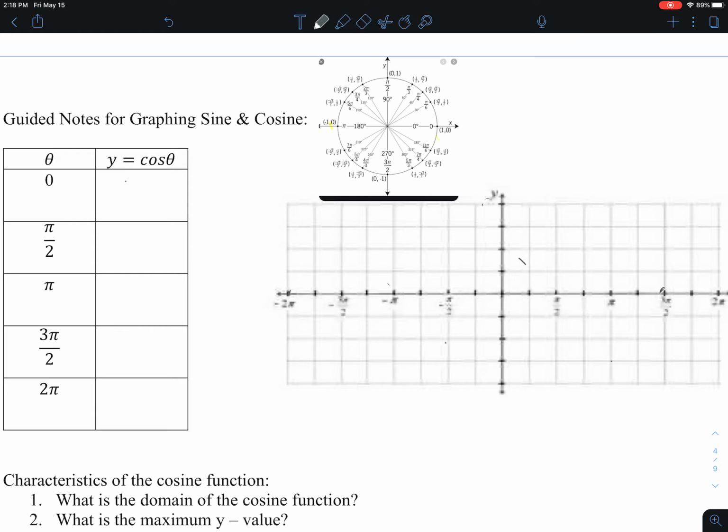Alrighty, so today we're graphing cosine functions, and we're going to do what we did yesterday. We're going to use the unit circle to complete our table. So remember, here's our handy dandy unit circle. And so we have to find our value.